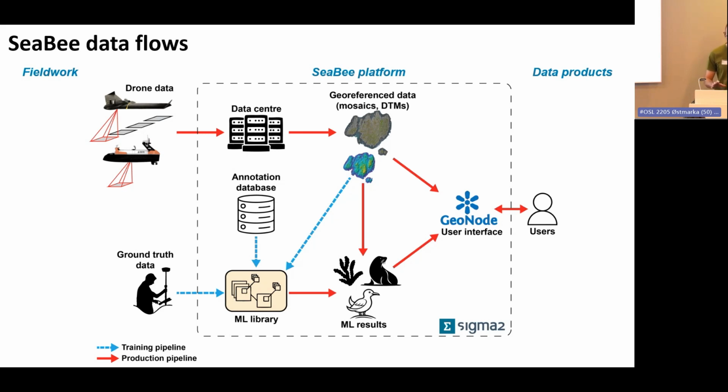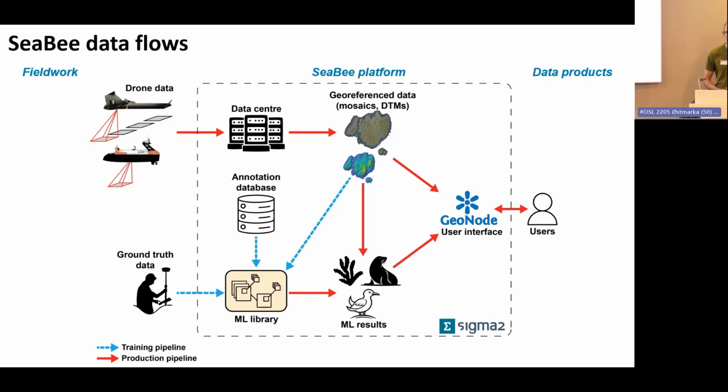And there are lots of different workflows running on the SeaBee platform. The two main ones, we have the blue arrows, which we call the training pipeline. This is a set of workflows that runs occasionally. So when we need to update our models or when we generate more annotation, more training data, we can run this workflow, update our machine learning algorithms, and then deploy them on the platform. So that is really what Arnt Børre described in the previous presentation.